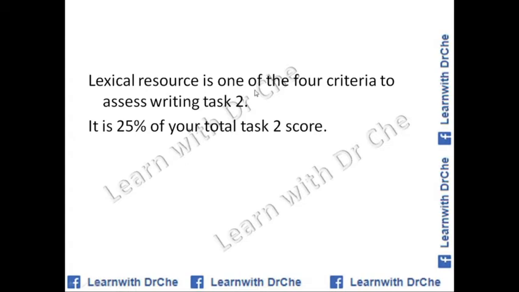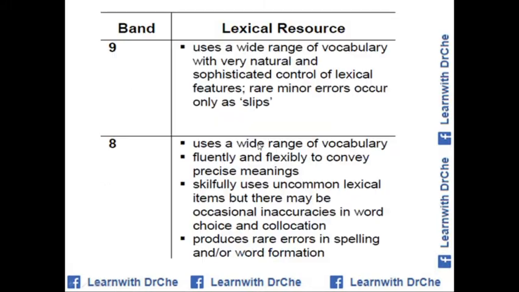Lexical resource is one of the 4 criteria to assess your writing task 2 or your essays. It is 25% of your total task 2 score. So these are taken from Cambridge band descriptors for task 2 public version. If you want to get band 9, you should use a wide range of vocabulary, naturally and sophisticated. There should be sophisticated control of your lexical features. There may be rare minor errors or slips, so you can get band 9.